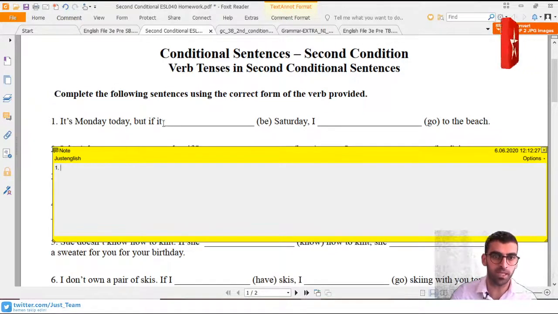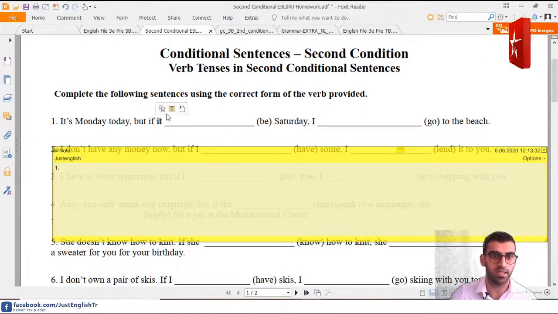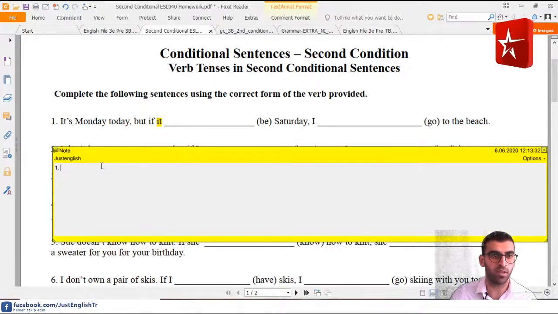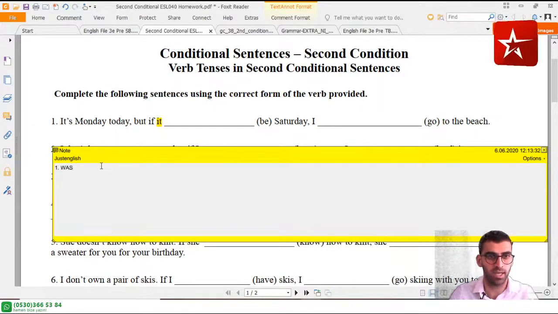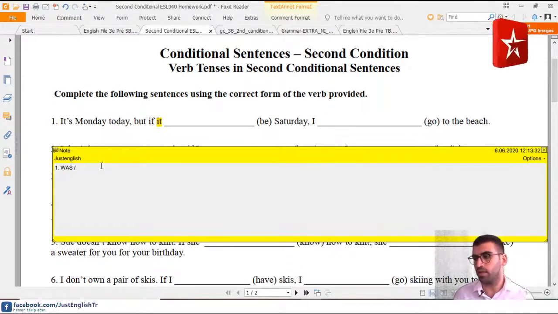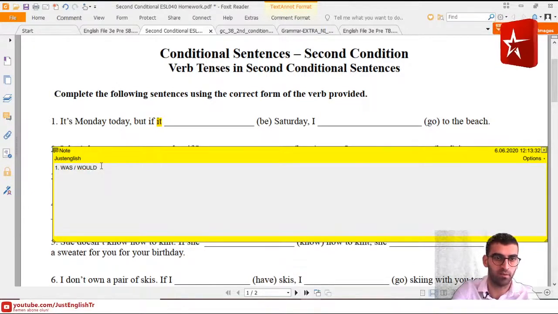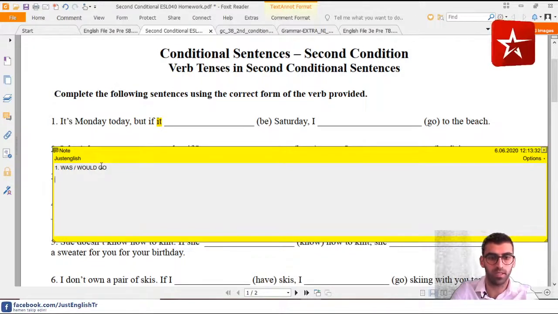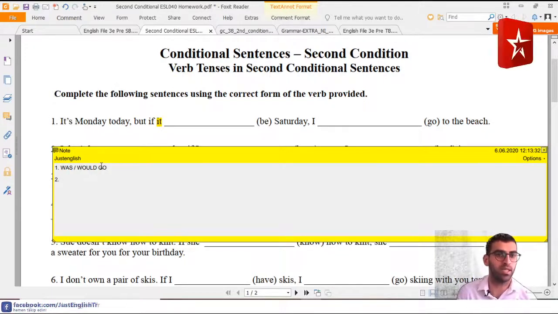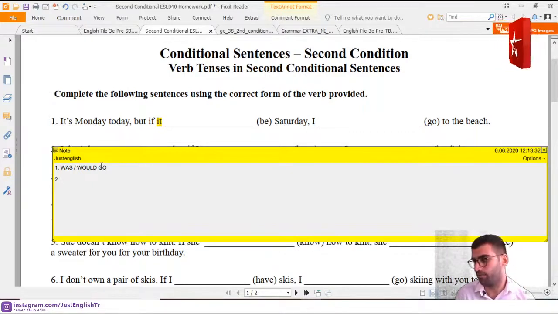So the subject here is it. That's why we have to use was, okay. And the second part, as you know, in the main clause we use would plus the verb form, like the first form of the verb, would go. Okay, number one: it is Monday today, but if it was Saturday, I would go to the beach.